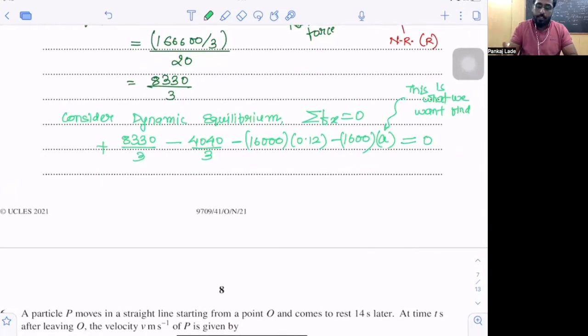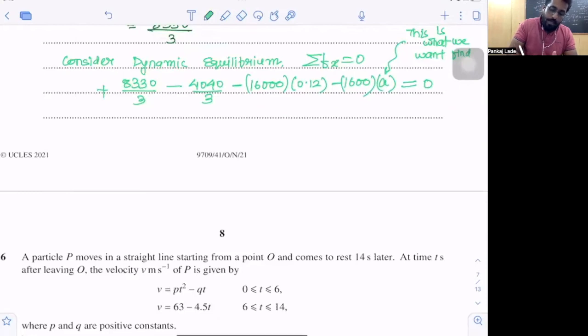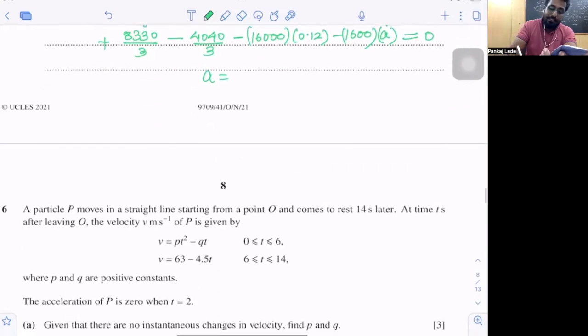by 1600. So I'm going to get acceleration equal to, so I do 8330 divided by 3 minus 4040 divided by 3. I get some value 1430 minus 16,000 multiplied with 0.12. I get some answer, that's minus 490. And that 1600A has gone on the other side. So that 1600 multiplied with A, 1600 will go in the denominator. So divide by 1600. That gives you minus 49 upon 160.